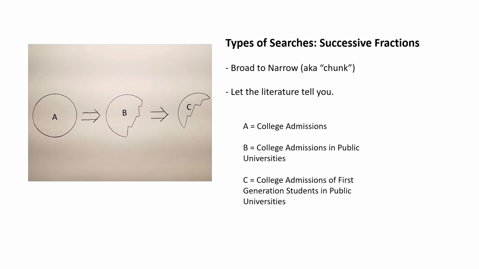In this example, we start with the very broad topic of Set A, college admissions. Then based on the results, we move to a narrower search in Set B, college admissions in public universities, although these results could still be very large. From there, we can move to the more narrow topic of Set C, college admissions of first-generation students in public universities. The next type of search is what we typically think of when we conduct searches and which illustrates the use of boolean operators.